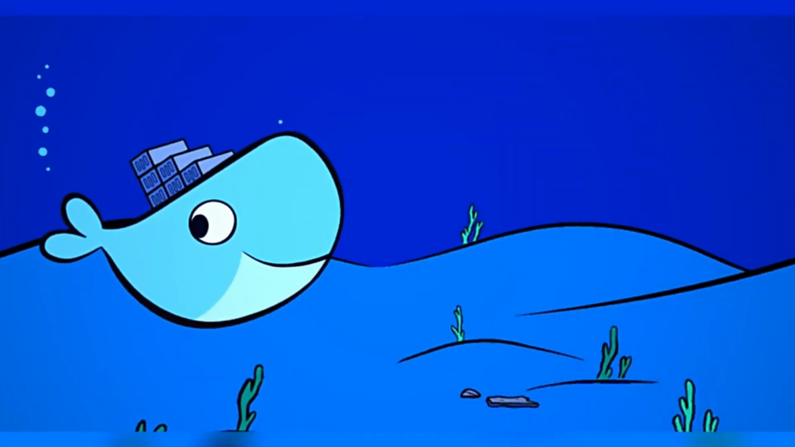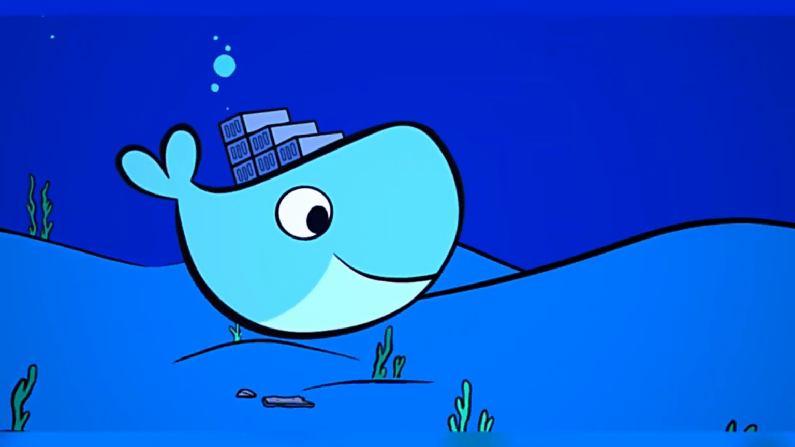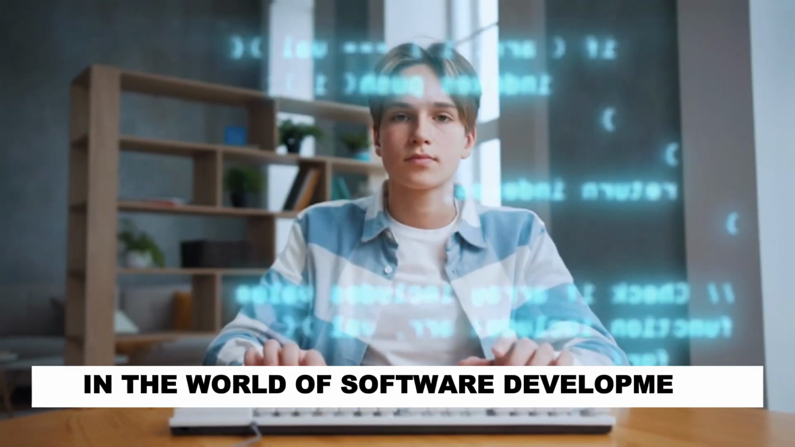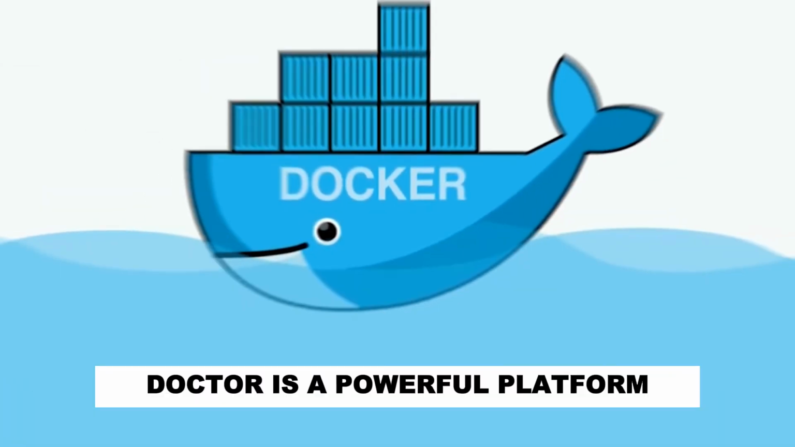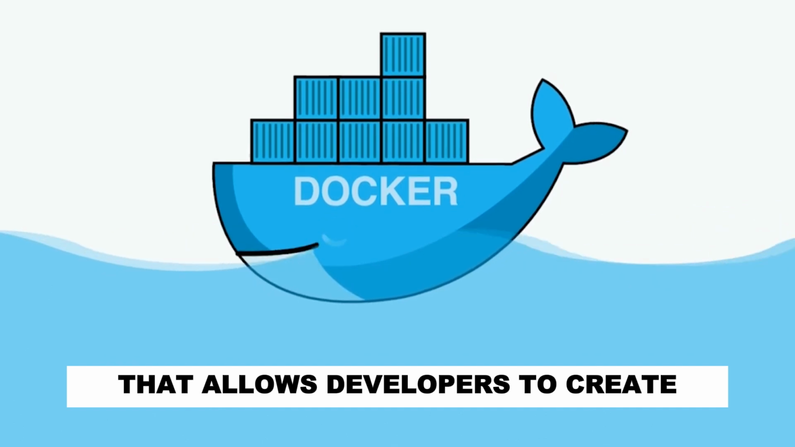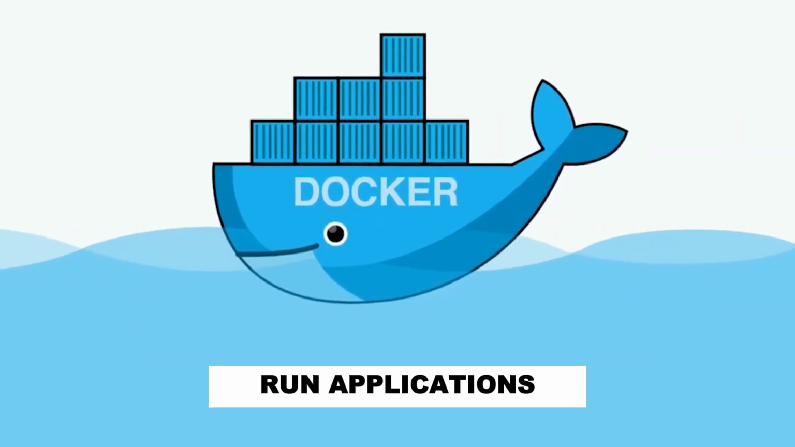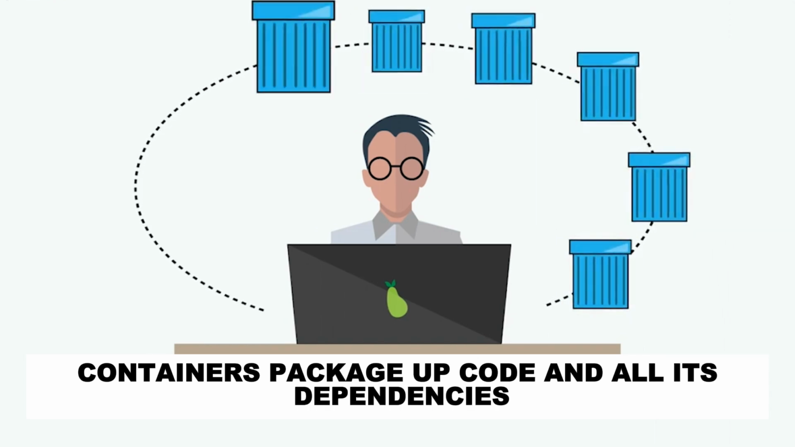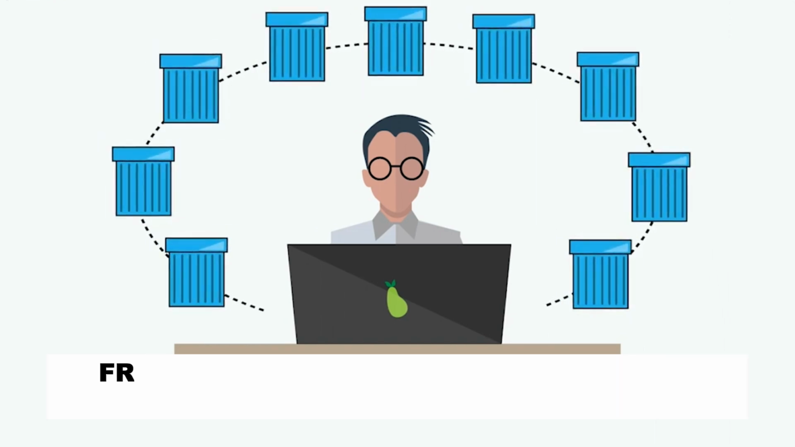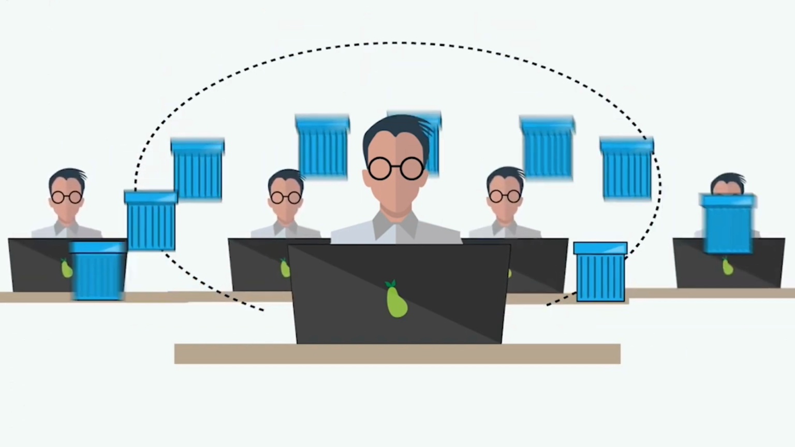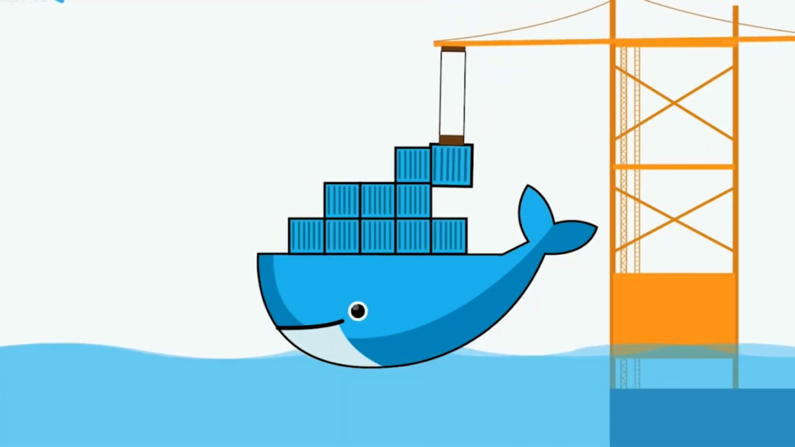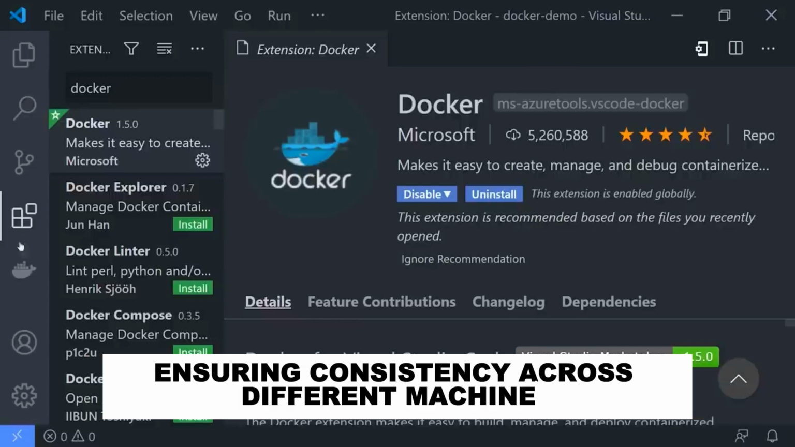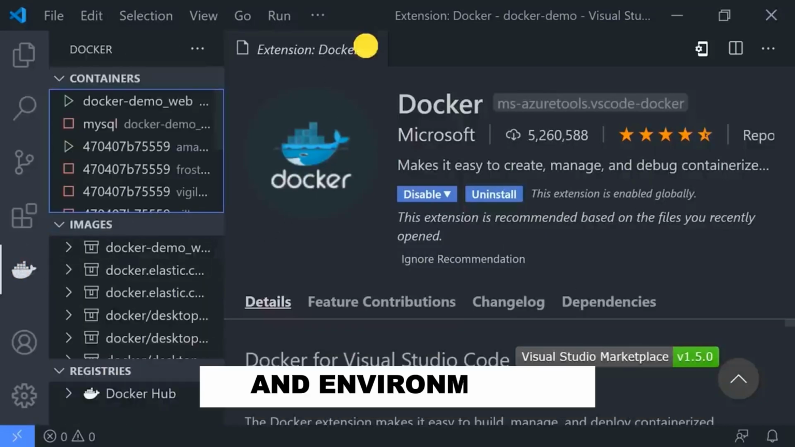Before we dive into the top 3 capabilities, for the sake of the newbies to Docker, let's run a quick review of Docker and why it has been a game changer in the world of software development. Docker is a powerful platform that allows developers to create, deploy, and run applications in containers. Containers package up code and all its dependencies, so the application runs quickly and reliably from one computing environment to another. Think of it as a shipping container for code. It encapsulates everything the software needs to run, ensuring consistency across different machines and environments.